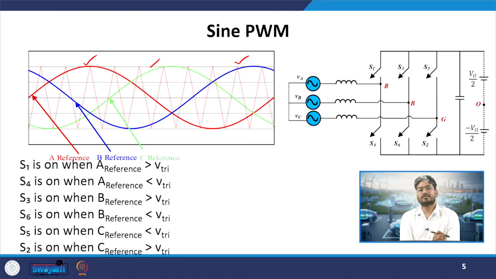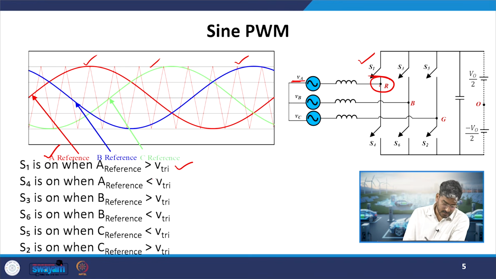The comparison logic remains the same. For the A phase, or the R phase, so as to say the R pole, which generates the A phase AC output, this red sine wave, that is the A reference, will be used to compare with the carrier wave. Based on this logic, whenever my reference signal is greater than the triangular signal, I will turn on a switch which will apply positive voltage, that is S1 over here. The moment I turn on S1, my voltage at this node R will shift to Vo by 2. When the complementary condition is true, I will turn on S4.